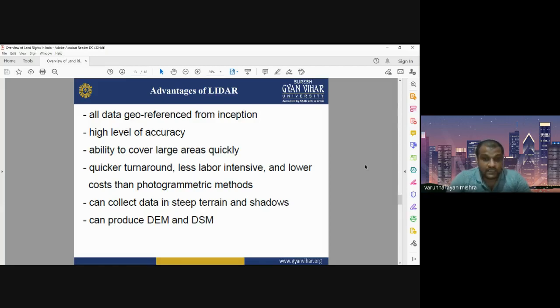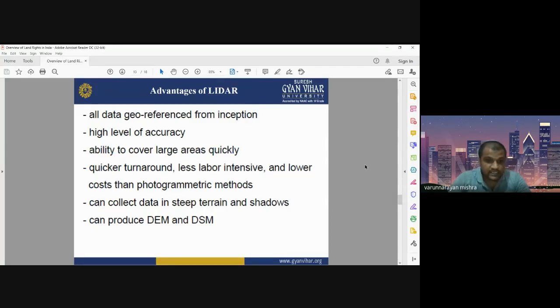The lidar system is automatic, so there is no need for much manpower. It may be pilotless. There is no need for any pilot to fly that aircraft. So less manpower is required, and it has a lower cost than photogrammetric surveying or photogrammetric mapping.